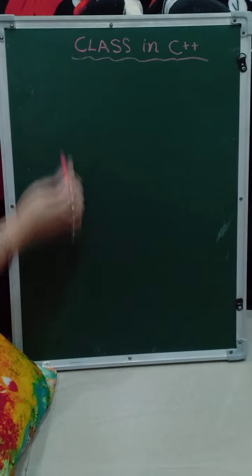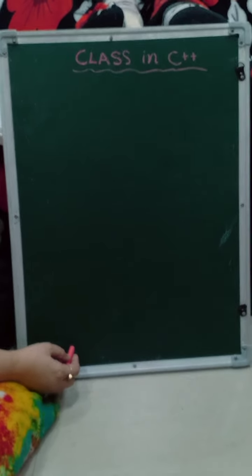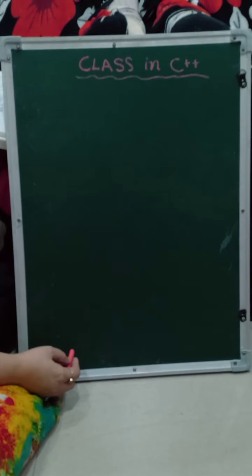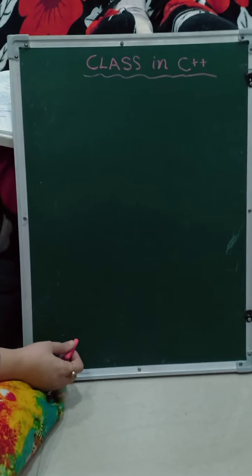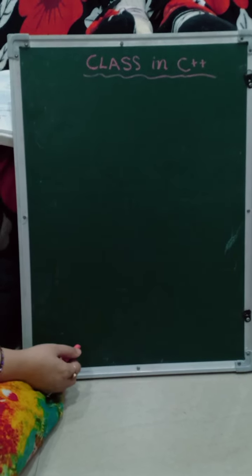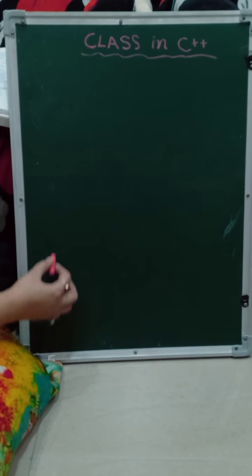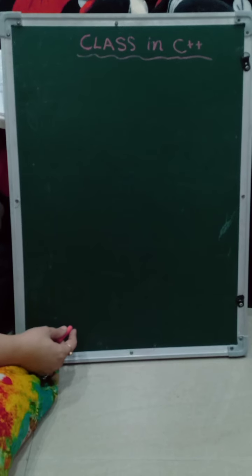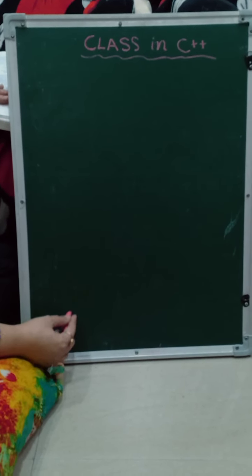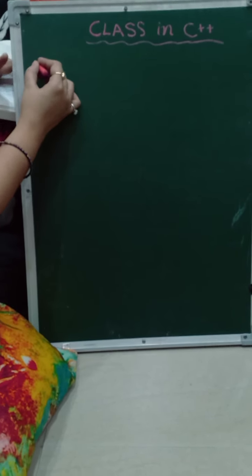So today my topic is class in C++. Students, you are facing a problem: how to create a class in C++. So first we know what a class is. A class is a collection of similar types of objects. Okay. So here I am writing the definition of the class.